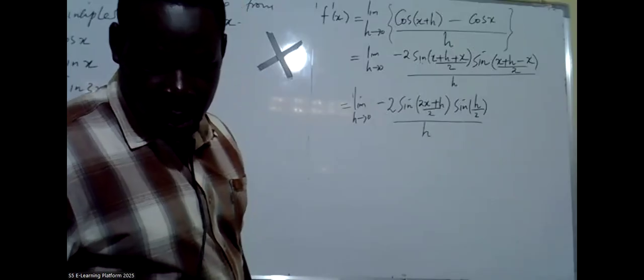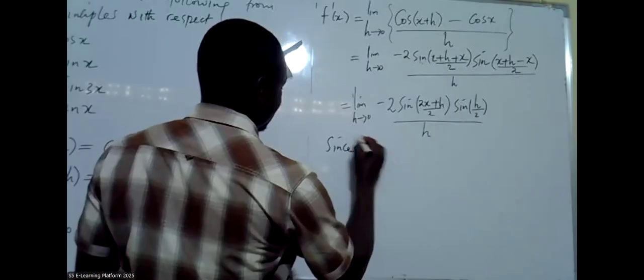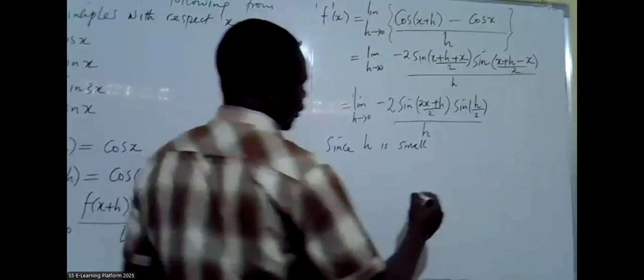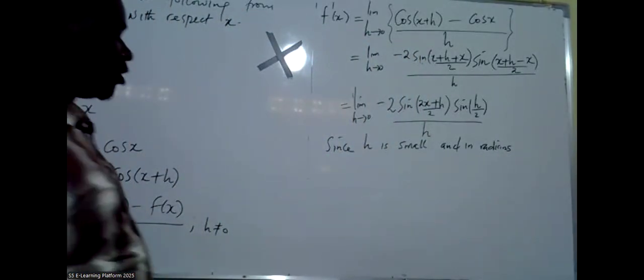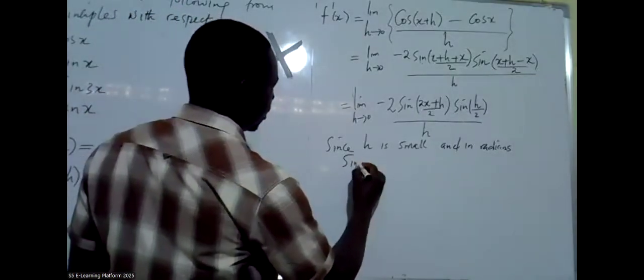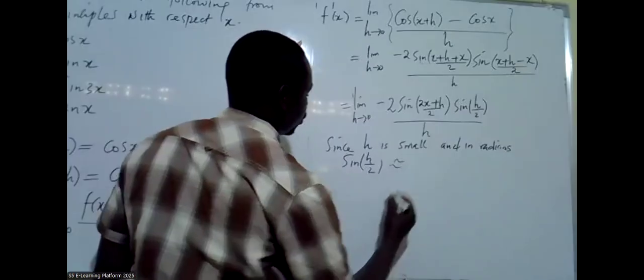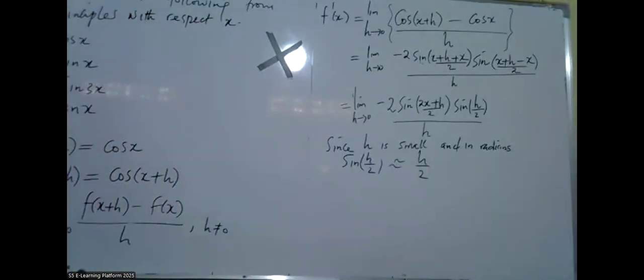Somebody is saying 0. It is not 0. At that point you write this comment: since h is small and in radians, the implication is that sine h over 2, this last one alone, will be approximately equal to h over 2. Sine h over 2 will be approximately equal to h over 2.